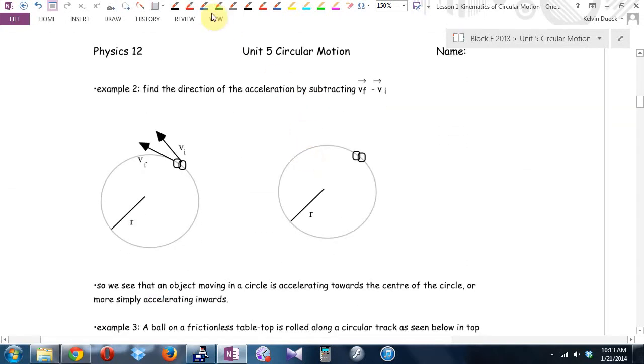So we're going to subtract Vf minus Vi. How do we subtract two vectors? Ha! We don't. What do we do instead?